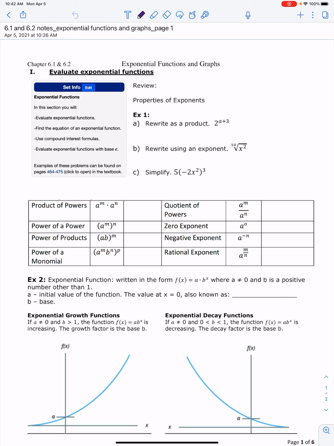All right, these are the 6.1 and 6.2 notes. We are talking about exponential functions and their graphs. This is page 1. So first things first, we want to make sure that you remember some of the properties of exponents.